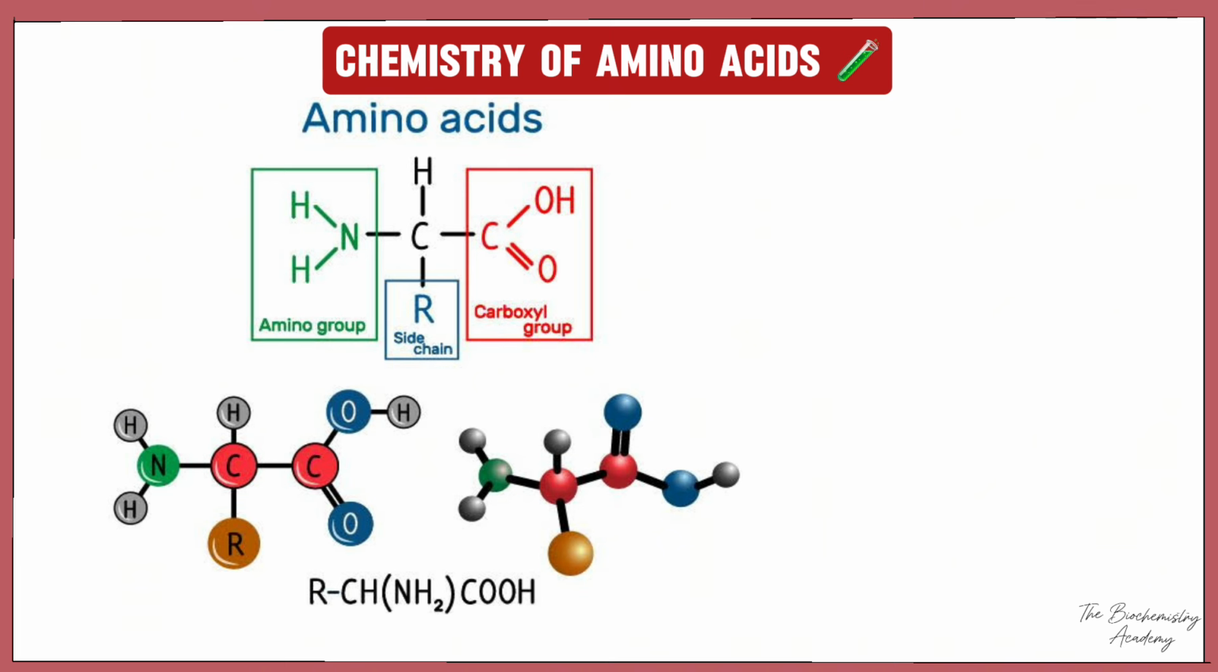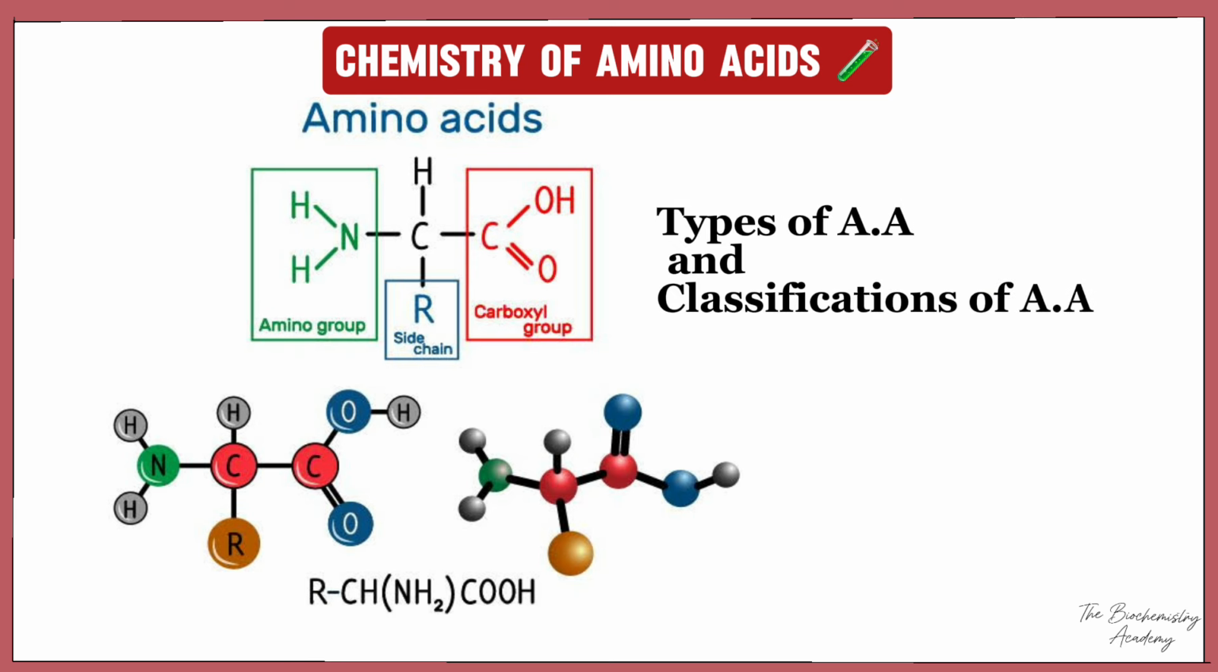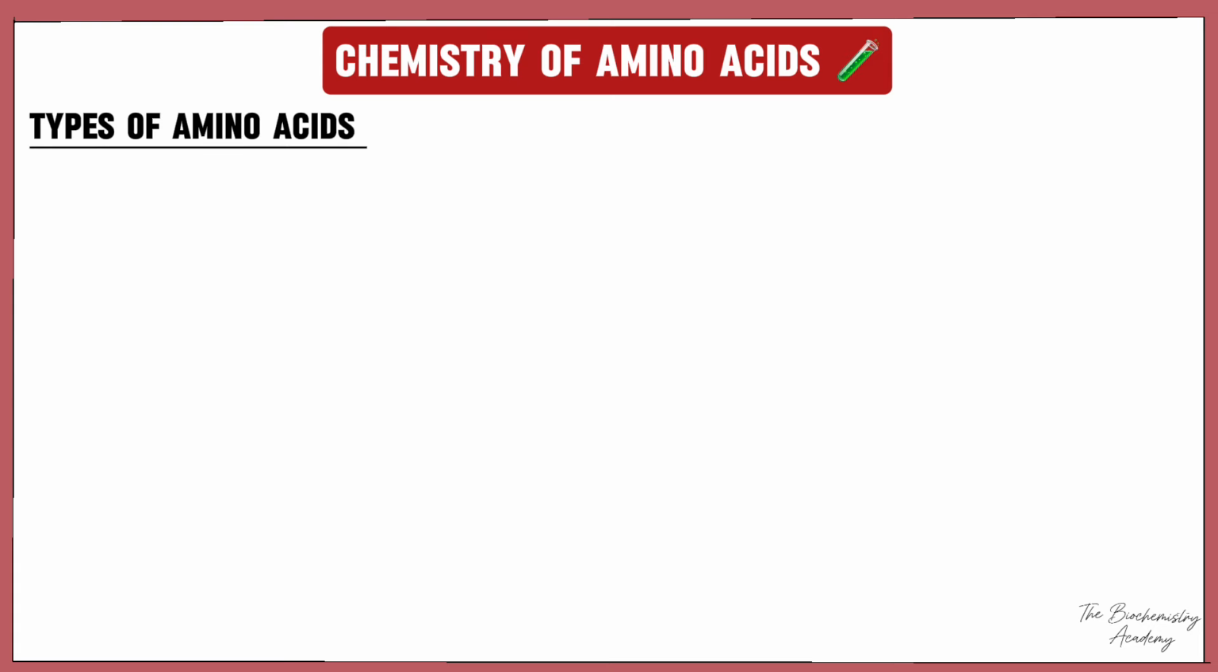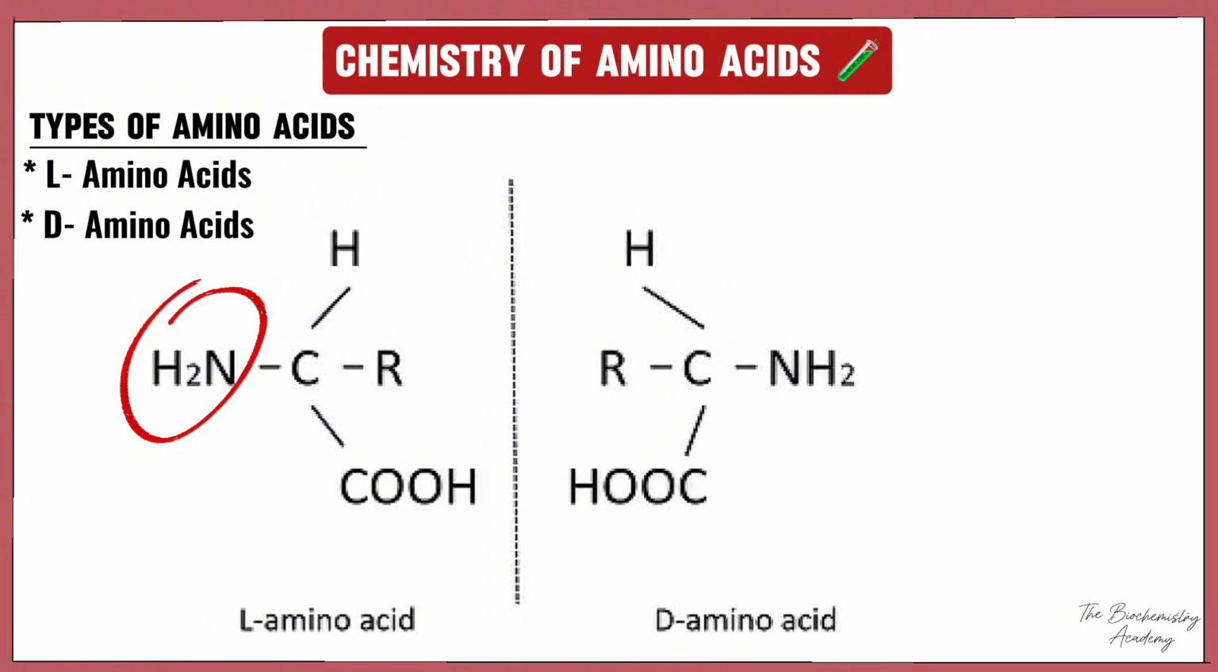We will talk about the types of amino acids and the classification of amino acids. There are two types of amino acids, which are the L amino acids and the D amino acids. In the L amino acids, the amino group is present on the left side, while in the D amino acid, the amino group is present at the right hand side.